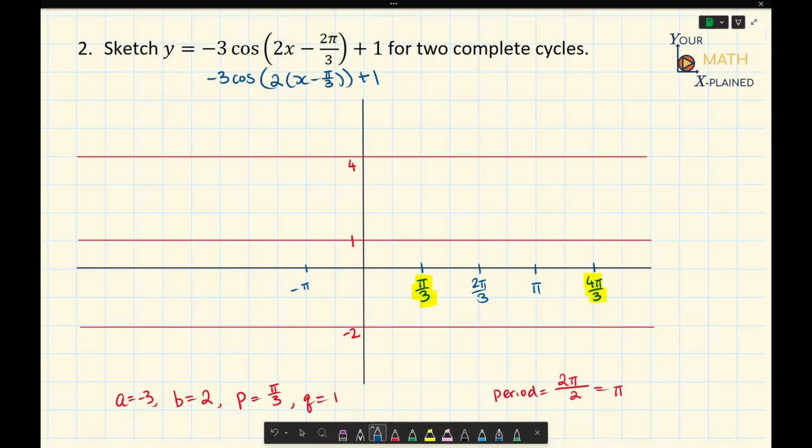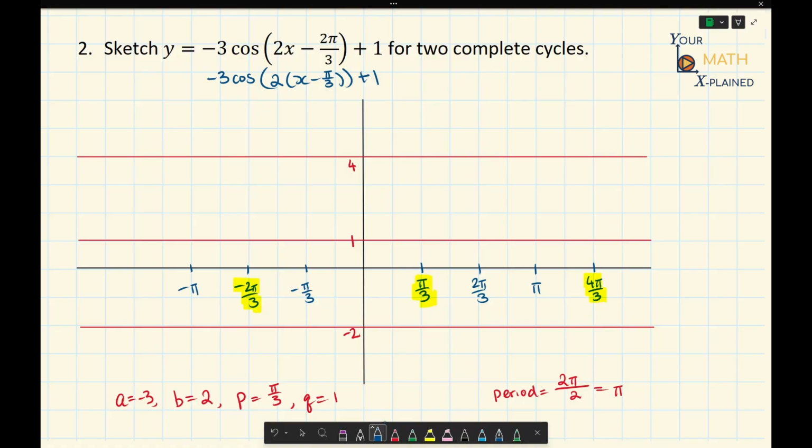So this will be negative pi over 3, negative 2 pi over 3, and then negative pi. And then we're going to highlight our negative 2 pi over 3 as well, because from negative 2 pi over 3 to pi over 3, that's going to be another complete cycle. So now, because a here is a negative number, that means our graph is going to be flipped vertically.